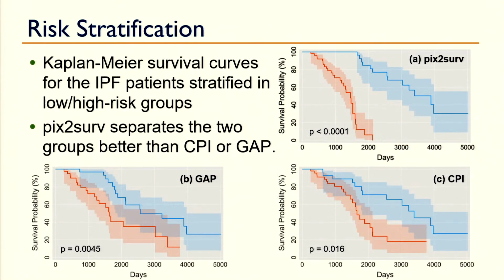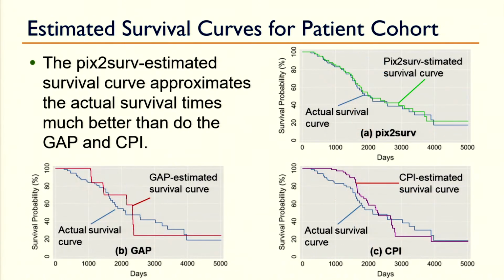Here are the Kaplan-Meier survival curves that were stratified into low-risk and high-risk groups by the median estimated survival time obtained from the Pix2-Serv, the gap index, and the CPI. The log-rank test showed that all these models differentiated the low and high-risk group with a statistically significant separation. However, with Pix2-Serv, we can see that the separation was clearly largest, and that the confidence intervals of Pix2-Serv do not even overlap.